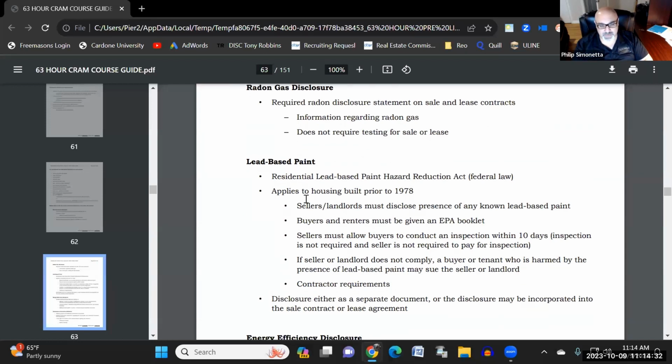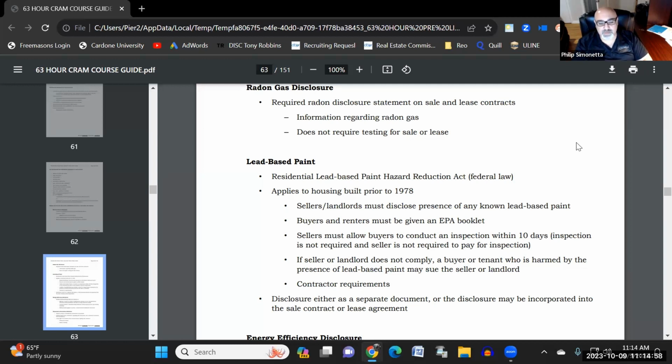Lead-based paint. Residential Lead-Based Paint Hazard Reduction Act. It's federal law. It applies to housing built prior to 1978. Sellers and landlords must disclose the presence of any known lead paint. Buyers and renters must be given an EPA booklet, which we have that. I'll show you that at a later time.